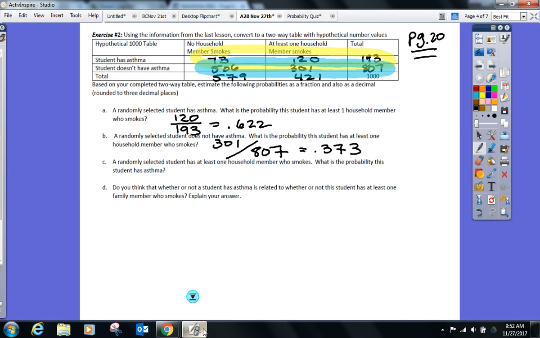12. Who's got 12? Okay, here we go. A randomly selected student has at least one household member who smokes. So take a look where we're going now. At least one household member who smokes, so it should be out of 421. Out of those 421, what's the probability a student has asthma? 120 out of 421. And that's 0.285.